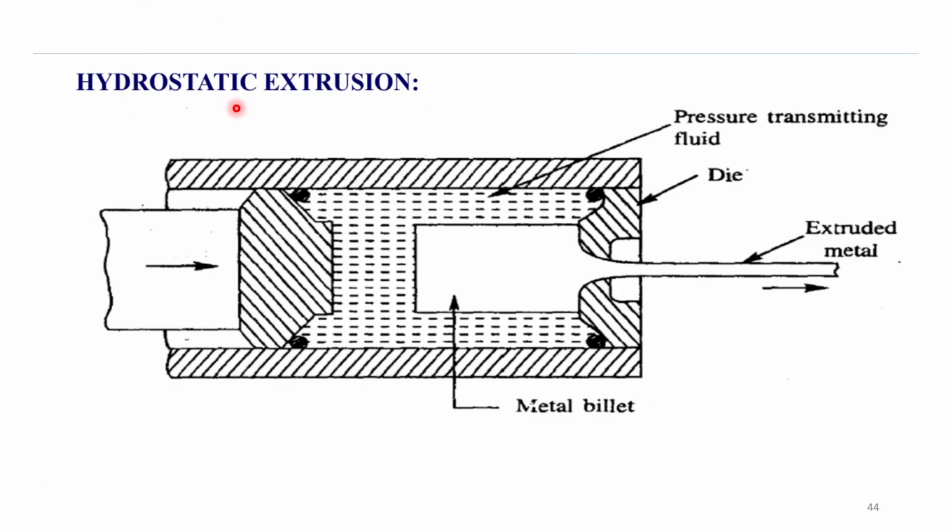Next is hydrostatic extrusion. As I told earlier, here in between the billet and the container walls you have a particular liquid. This liquid can be some oil or other liquids. Here you provide a particular pressure, and this pressure is transmitted to the liquid, and the liquid then transmits that pressure equally and uniformly to the billet. Then with this pressure the billet is squeezed through the opening provided here, and the material is extruded.